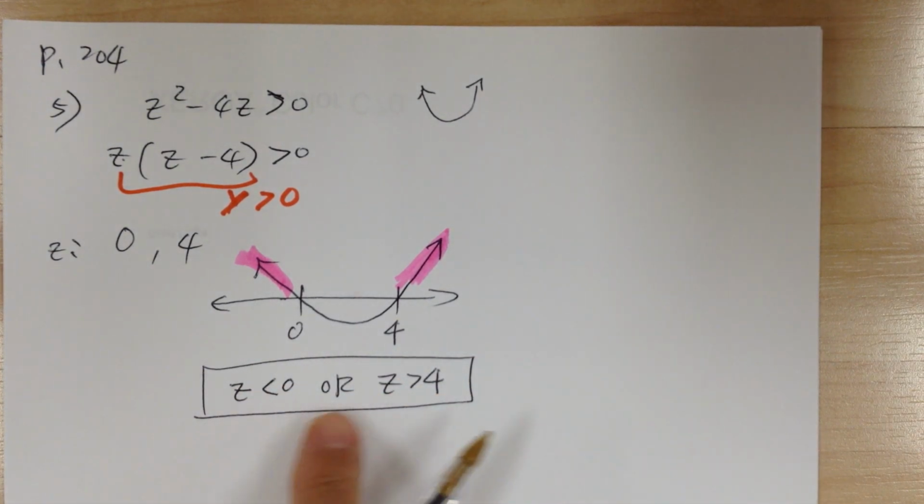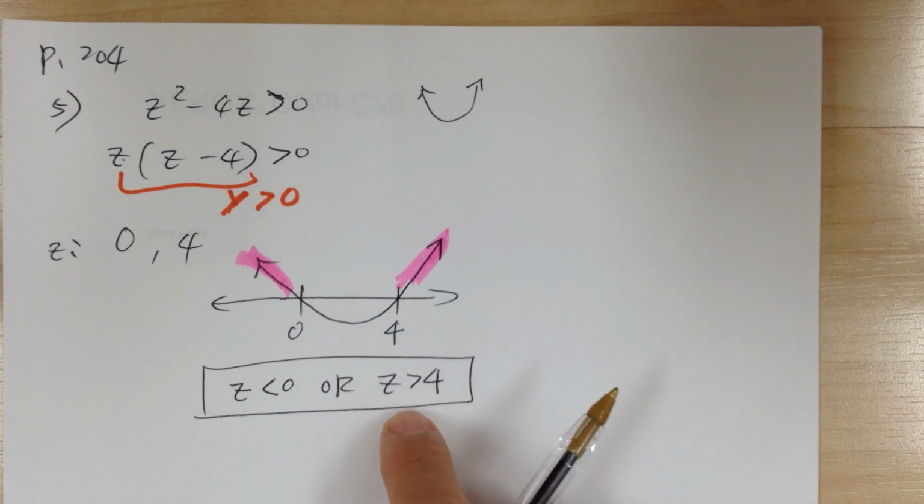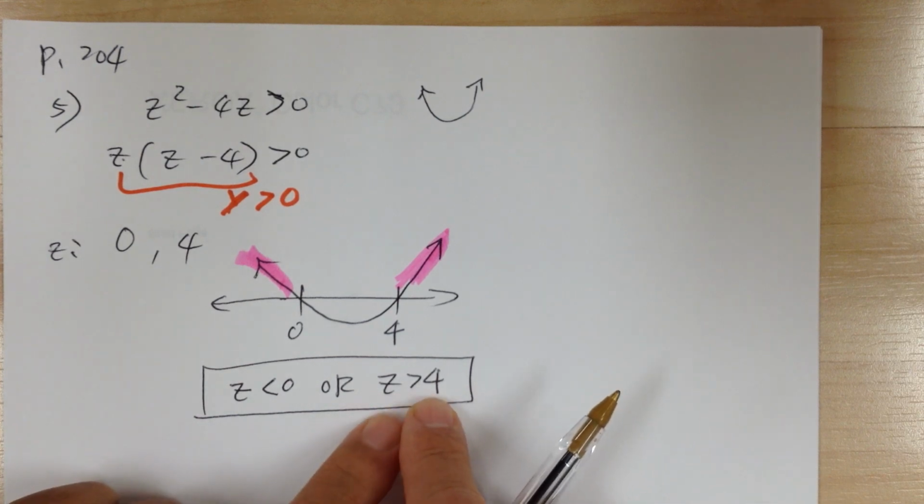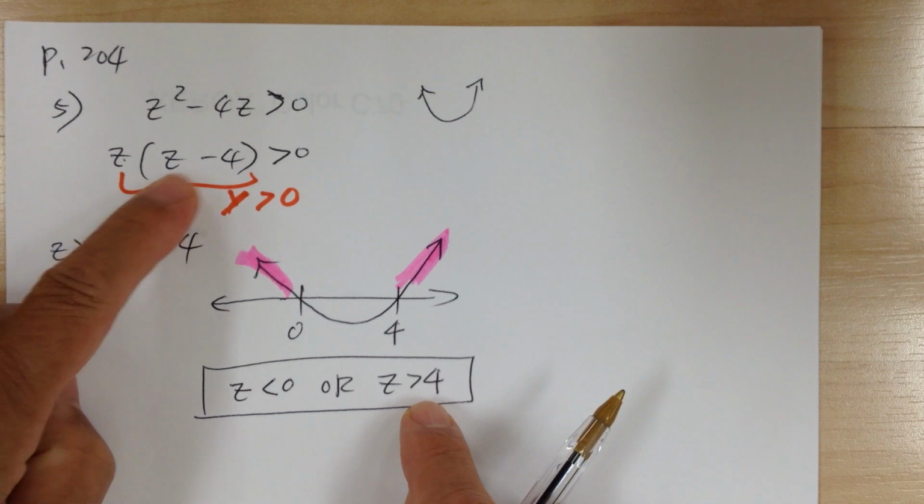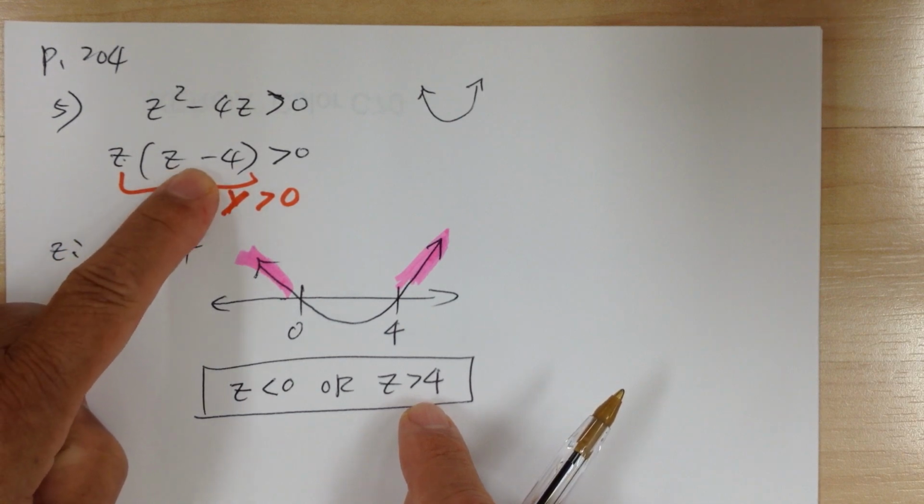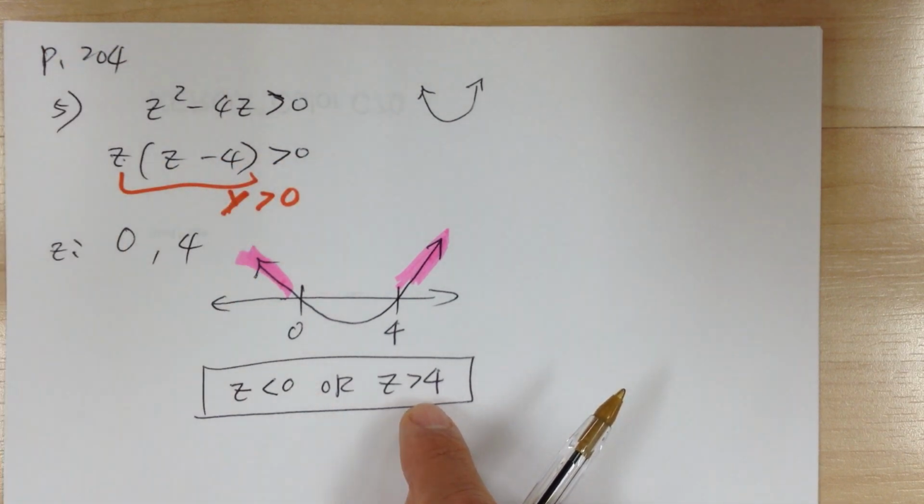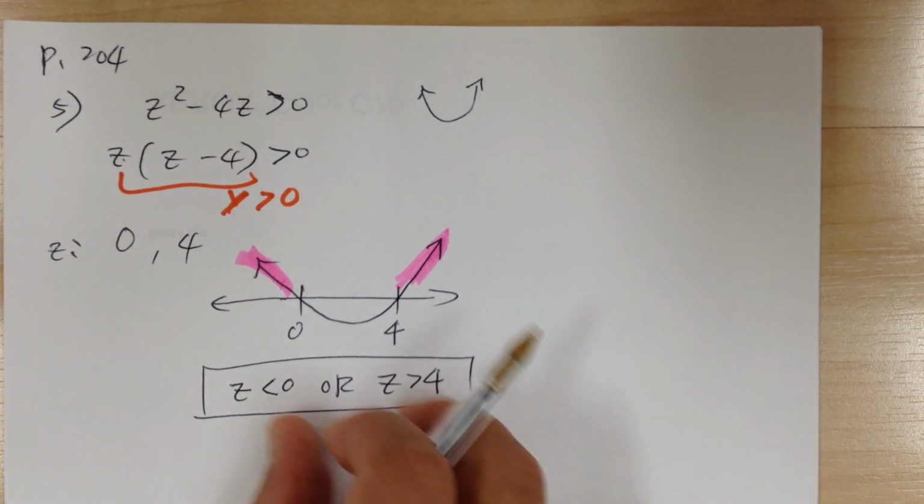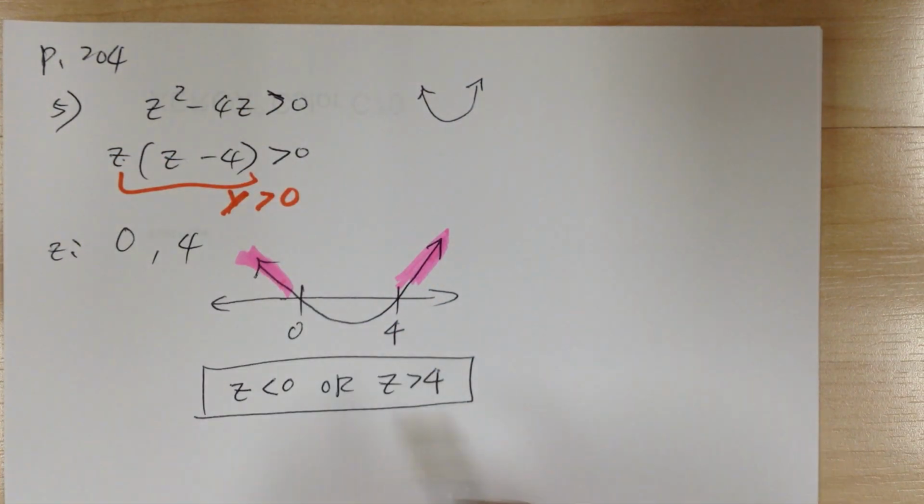And you can try to see if it works. If you try z greater than 4, let z equal 5. So 5 times (5 minus 4), which is 1. So 5 times 1 is 5, greater than 0. So it's true. You can put in some numbers to check.